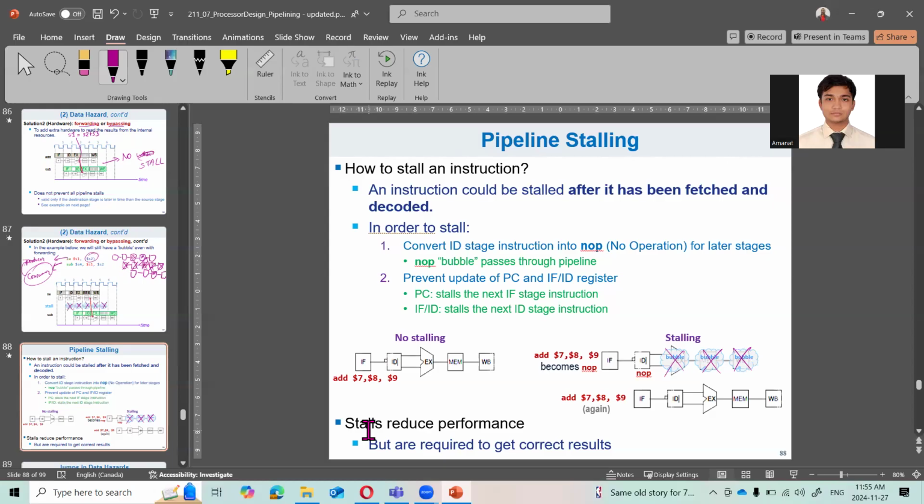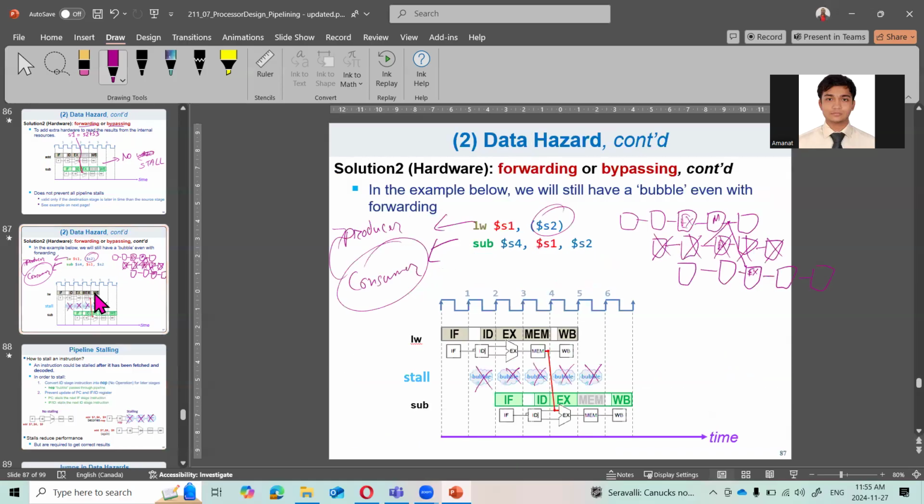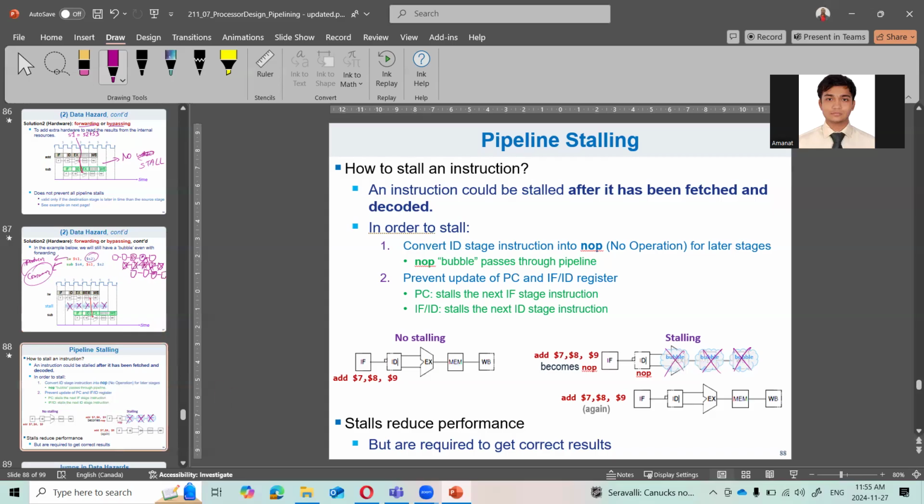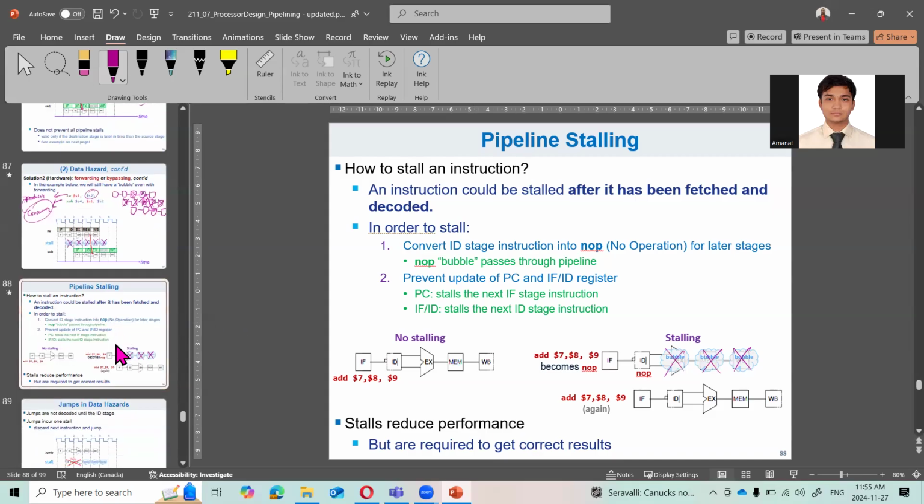So stalls are not good. We don't want stalls. They reduce performance, but sometimes stalls are required. In this case, after a load, if you're using that register, you have to stall. So in order to get correct results, you have to stall, but we will try to minimize stalls.